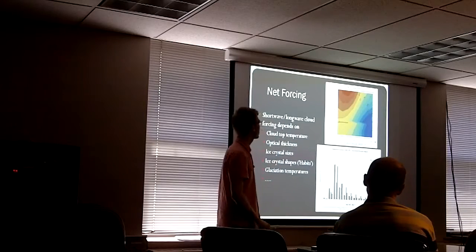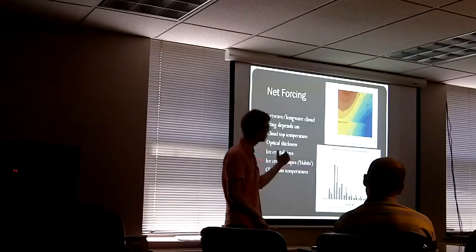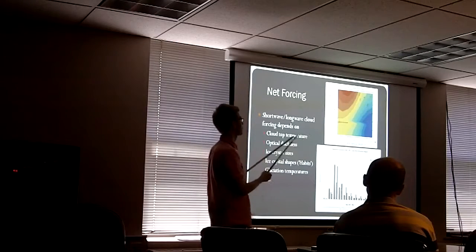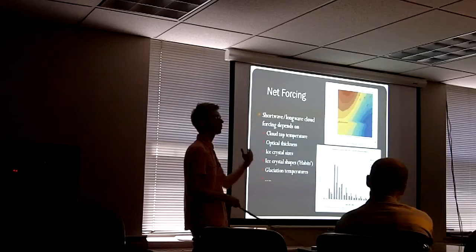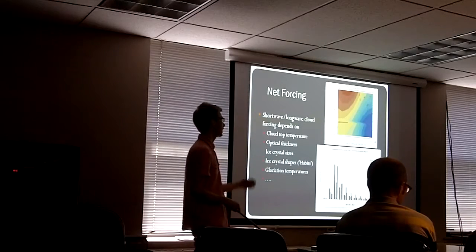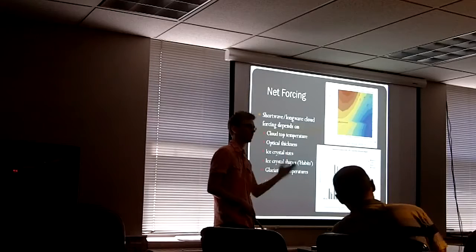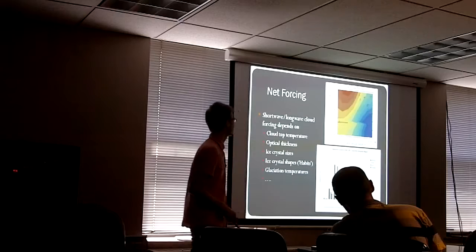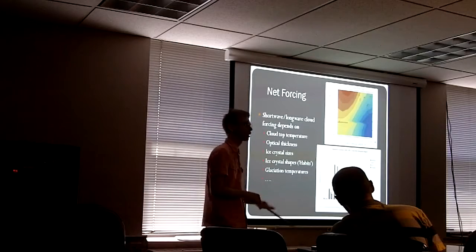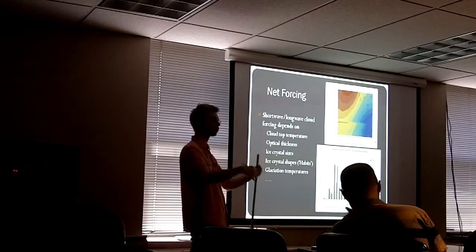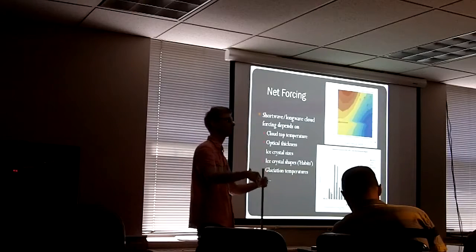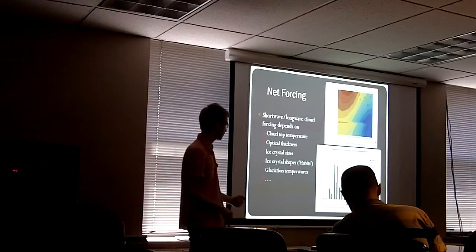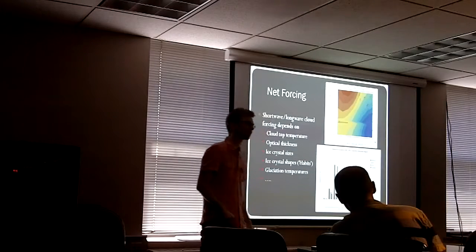And so the forcing in the longwave and the shortwave depends, like we see, on cloud temperature and optical thickness, but also on the ice crystal sizes and the ice crystal shapes, what is called habits. So when I say habits, I mean shapes. And also glaciation temperature. It matters a lot where ice is forming, because that changes the dynamics and changes the whole system. And there are also other things that can matter.